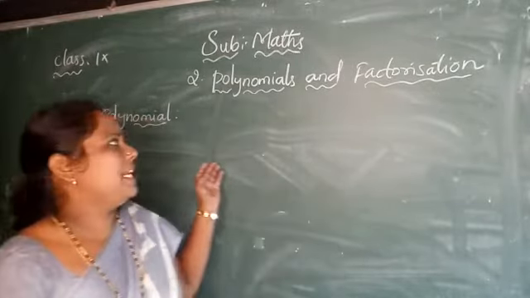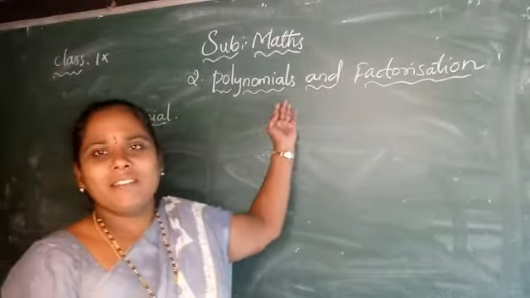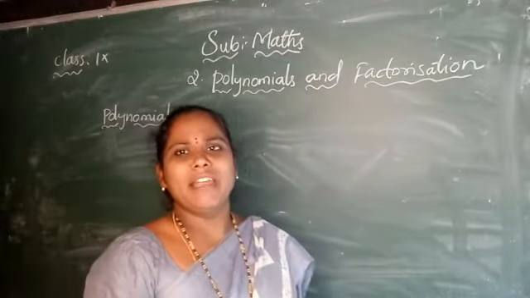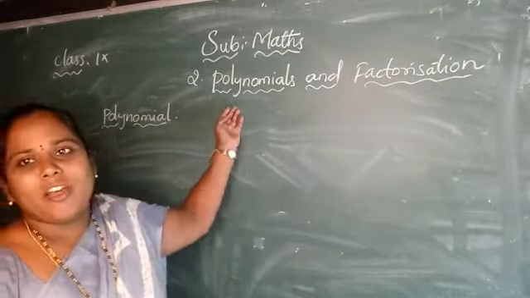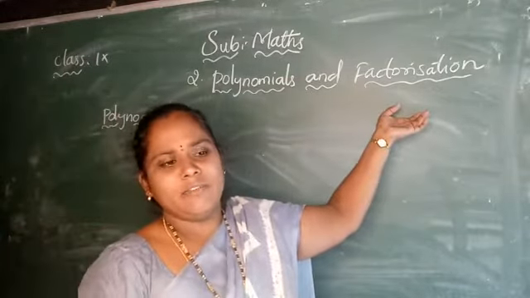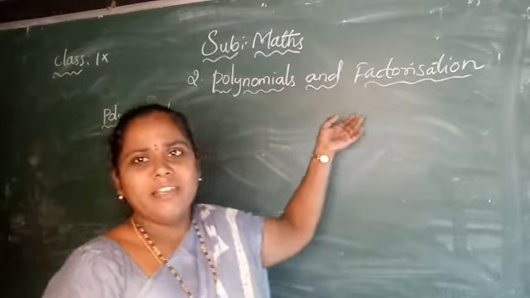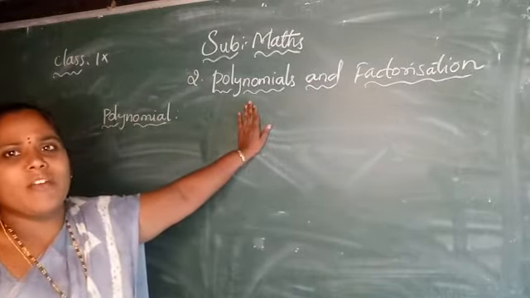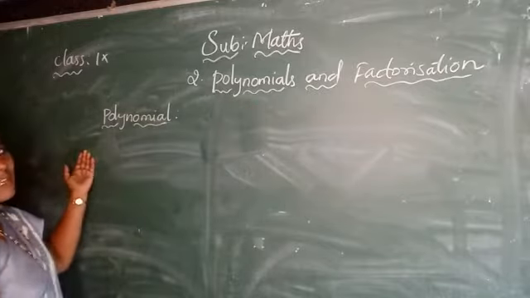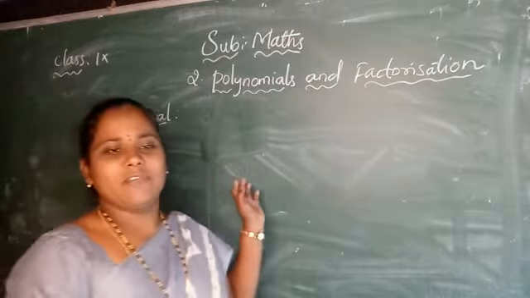The name of the chapter is polynomials and factorization. We already learned what polynomials are and how to do factorization. Now I am going to explain polynomials. So what is a polynomial first of all?